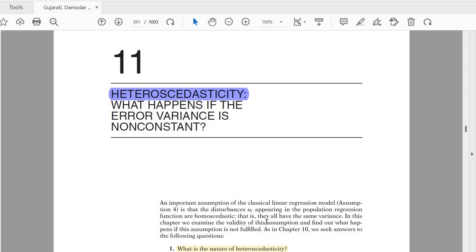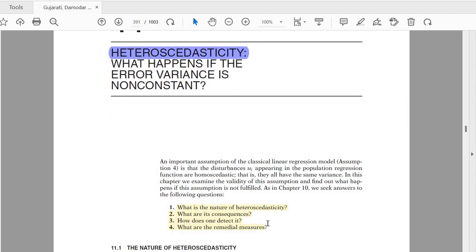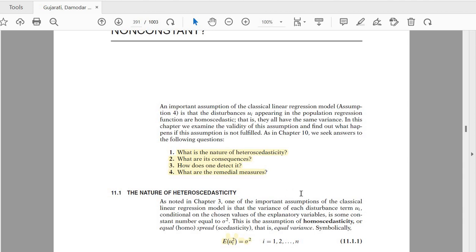First of all, we will see what heteroscedasticity is. These are the questions which we'll try to answer while working with this chapter. What is the nature of heteroscedasticity? What are the consequences? How does one detect it? And what are the remedial measures?